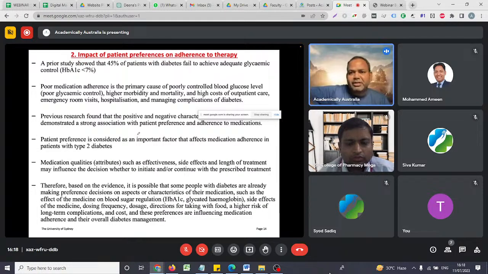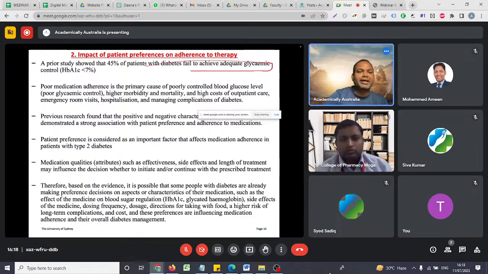Impact of patient preference on adherence to therapy. As I told, some studies show that 45% of diabetes patients fail to achieve adequate glycemic control because they are not adherent to therapy. If they use medication as per their preference, obviously adherence will increase and we can reduce the complications for diabetes patients.